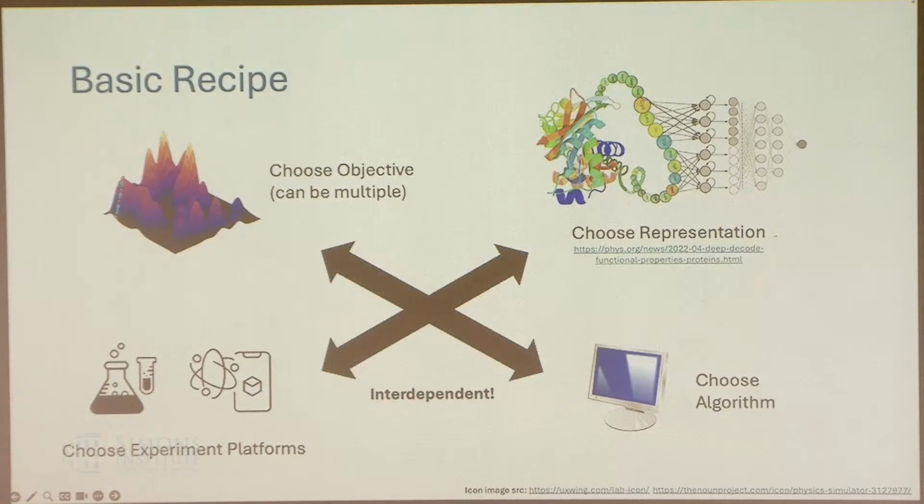And of course, all four of these things are interdependent with each other. The objective function, whether it's very volatile or smooth, will influence your choice of algorithm. Your choice of experimental platform will influence your choice of algorithm. Your choice of representation will influence your choice of algorithm. And so we're going to spend this talk looking at a few different ways to think about how to actually instantiate this recipe in a few different contexts.